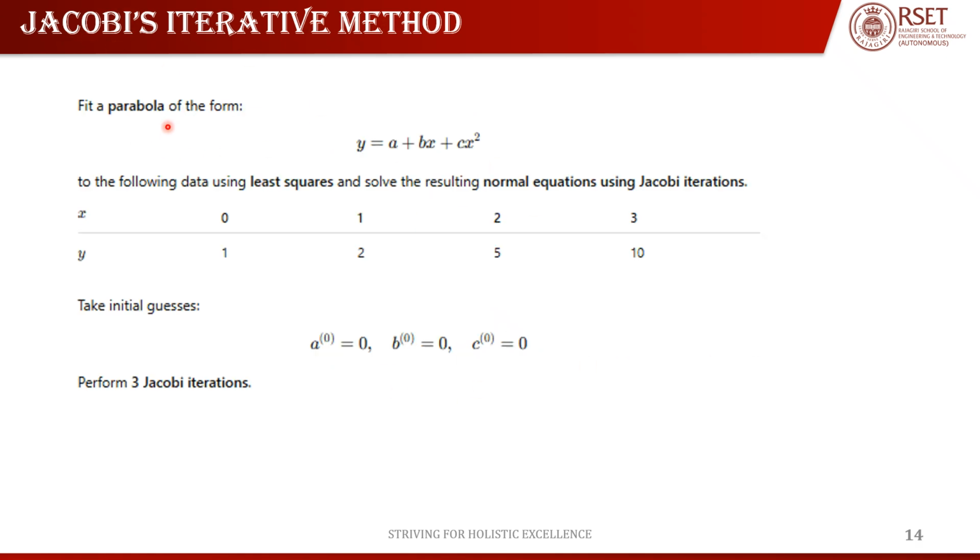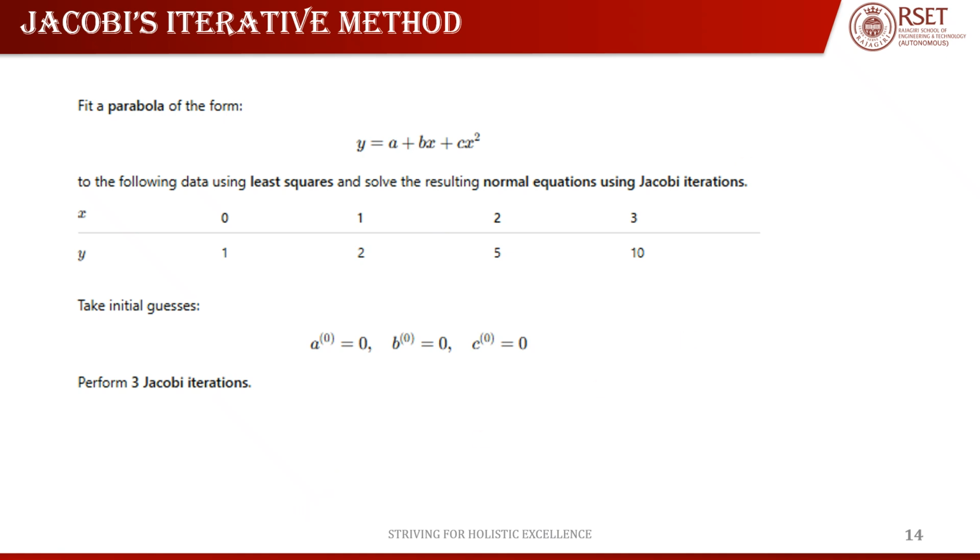Okay, you were asked to fit the parabola. For fitting the parabola, you will have to form three normal equations, and we know how to do that. You are given the initial approximation a0 equal to 0, b0 equal to 0, and you are asked to find the Jacobi's three iterations.